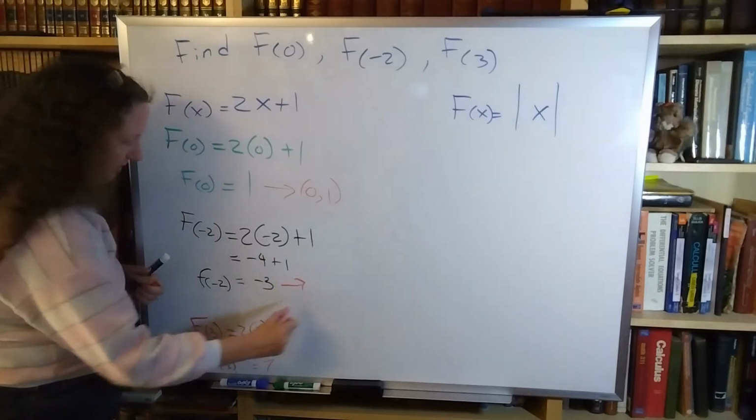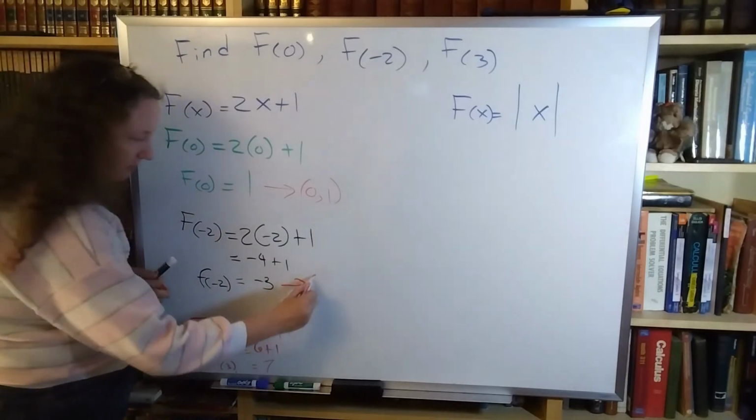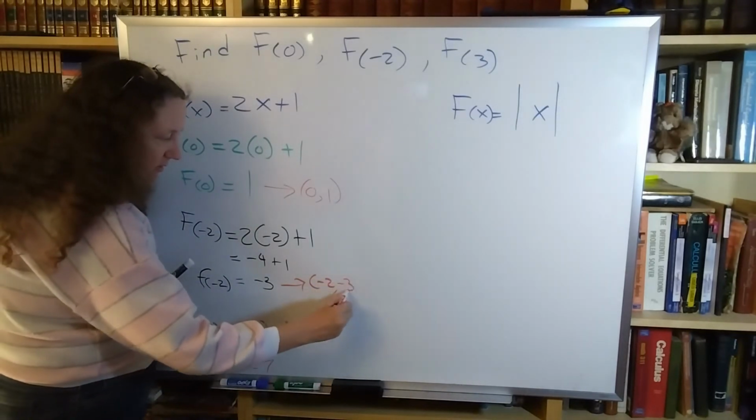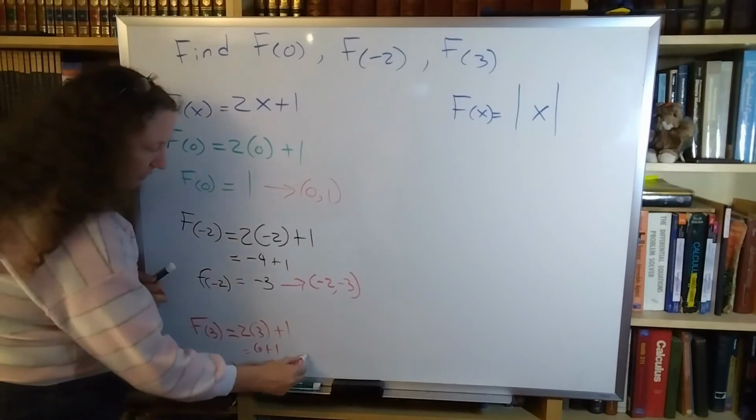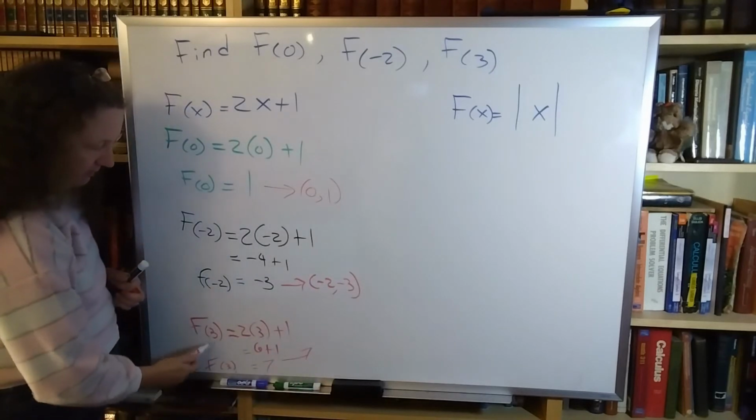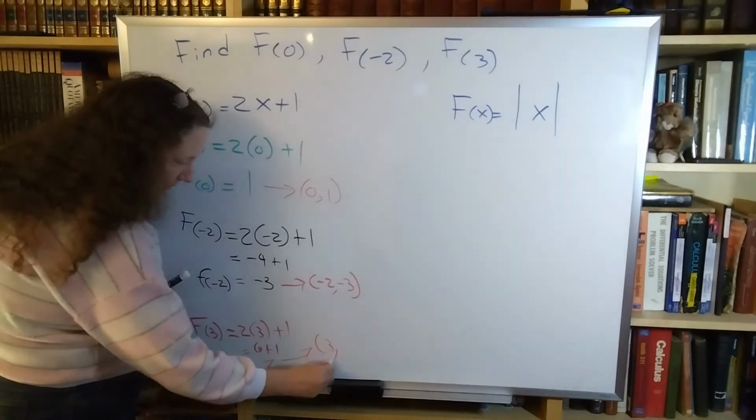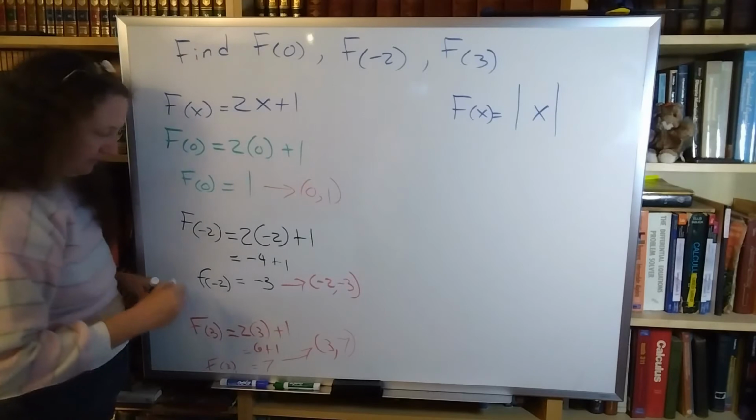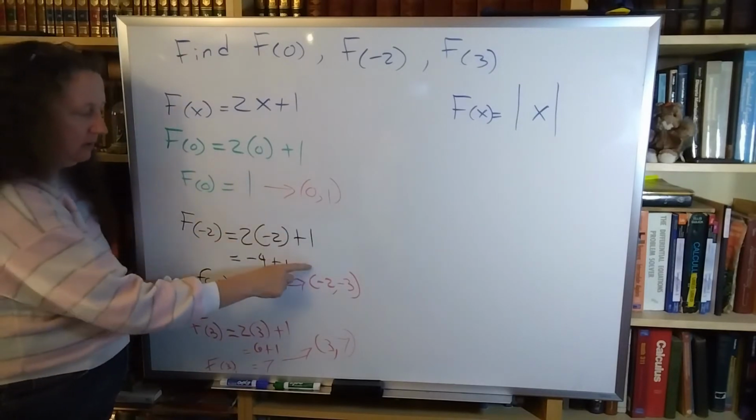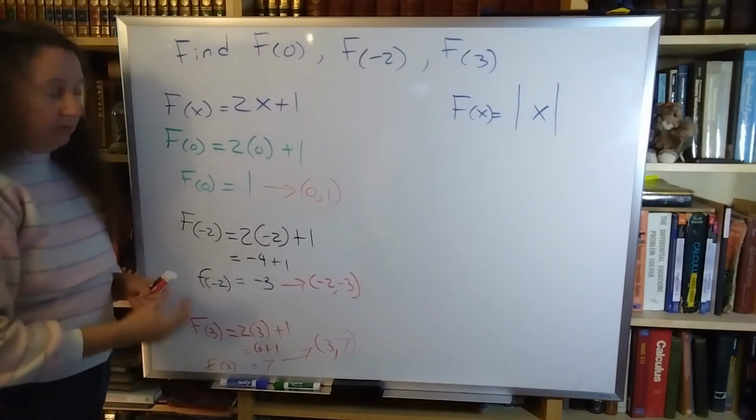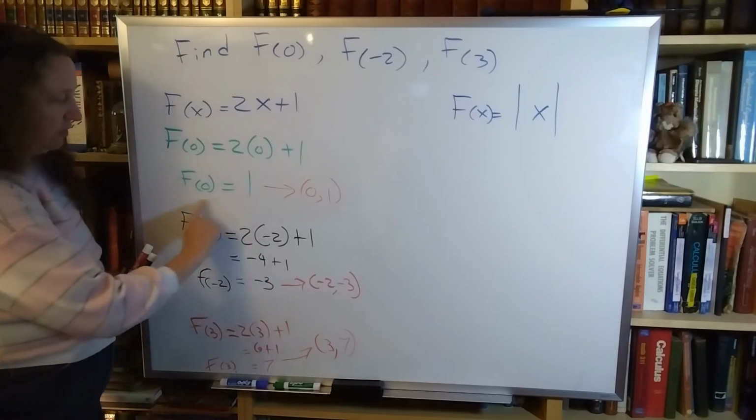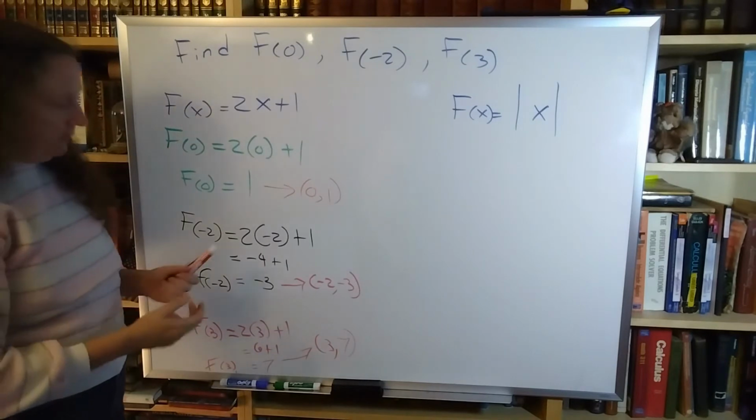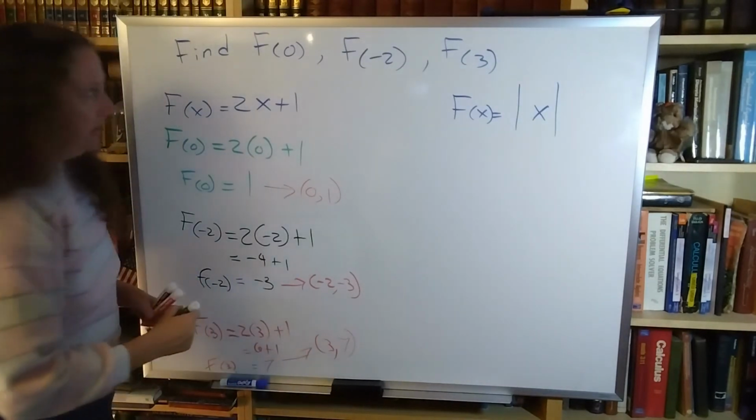This one becomes negative 2 for x, comma, negative 3 for y. And this one down here, I put in the number 3 for x, and I got the number 7 out for y. So that would be ordered pair notation. This is function notation. Same thing over here. Different numbers, same idea.